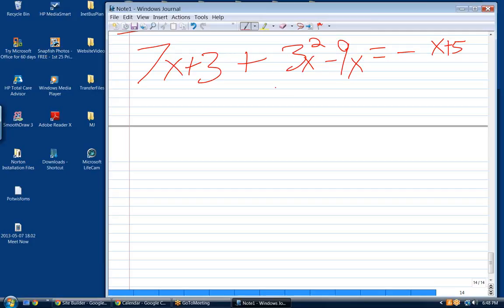So if I'm going to put everything on the left, how many x squareds do I have? Excuse me. 3. How many x's do I have on the left side by the time I move all of them over to the left side?